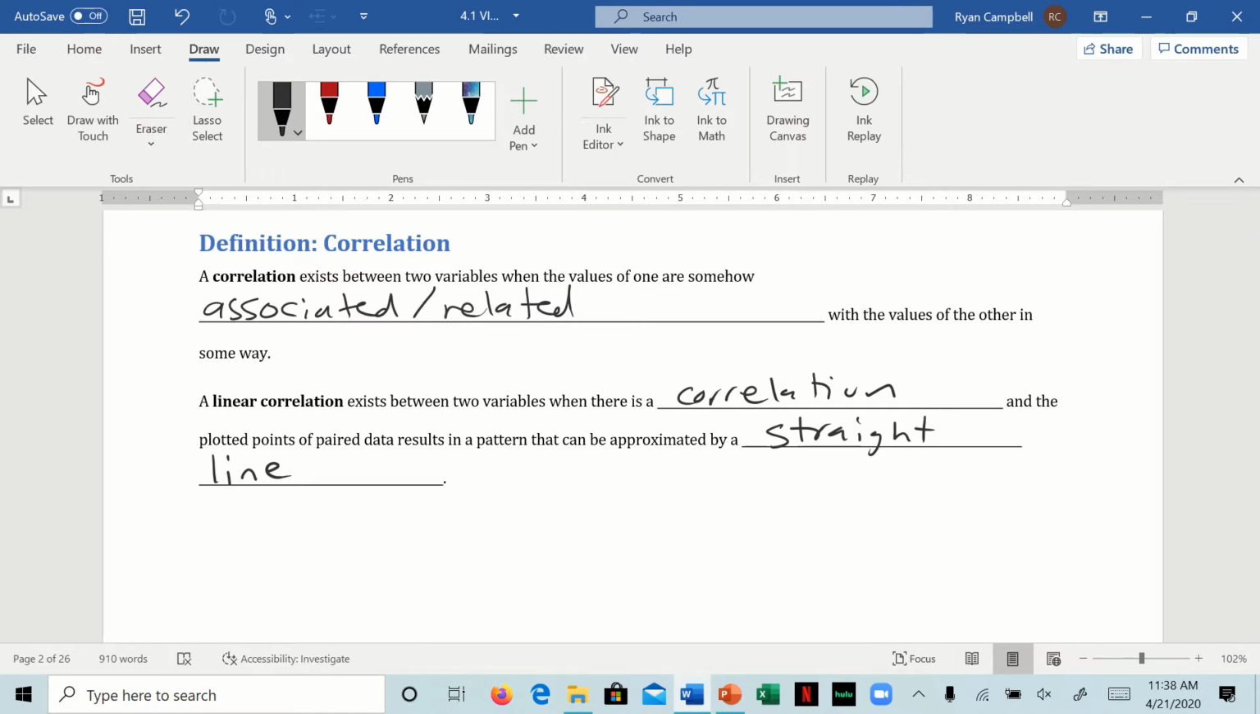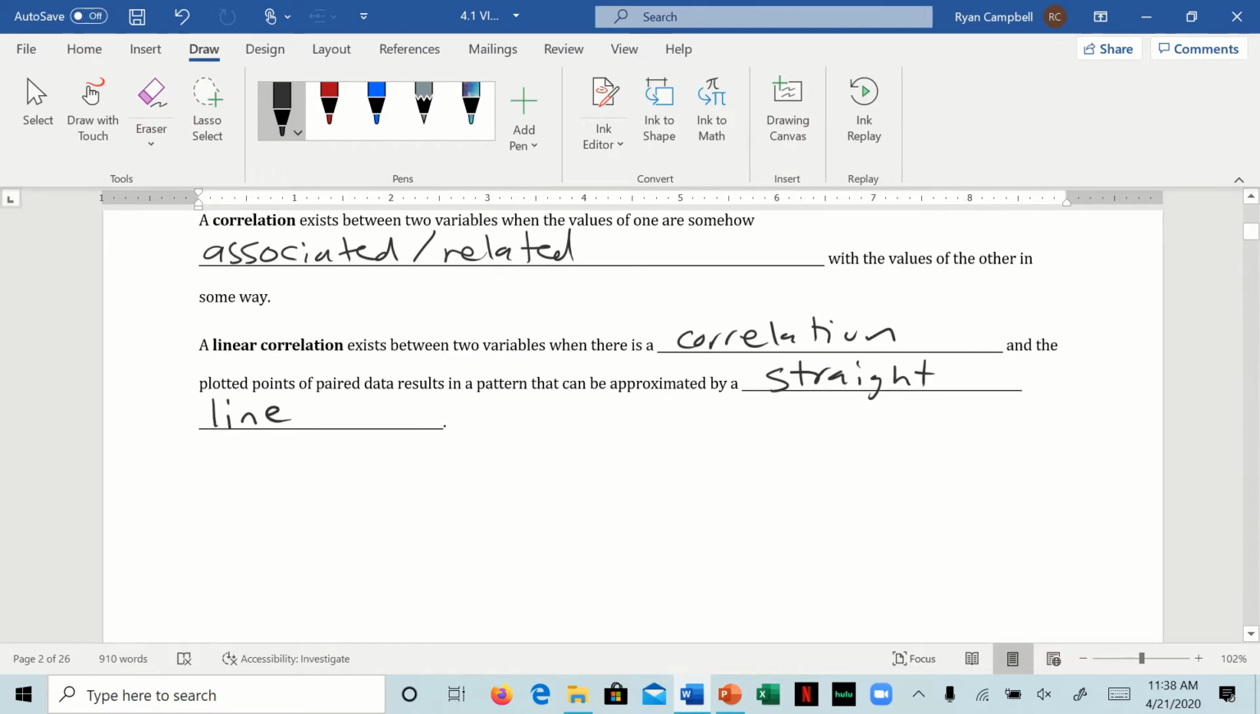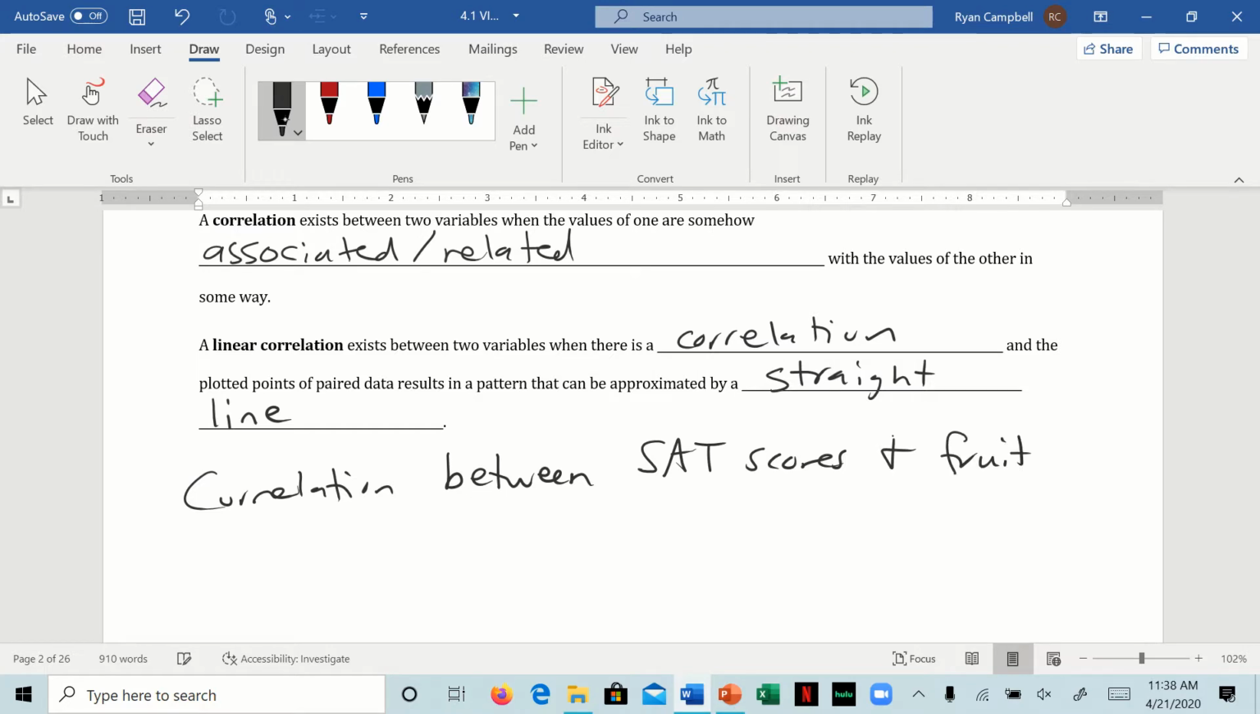Now, just because you do have a correlation doesn't mean one affects or is causing the other. That's a very common thing you will see in the media all the time. A lot of times you'll see something like there's found to be a correlation between SAT scores and fruit consumption. So then people say, oh, well, then I need to make sure that my kid has lots of fruits. That way they get high SAT scores. But that's not what that means, right? There's just a relationship between the two.